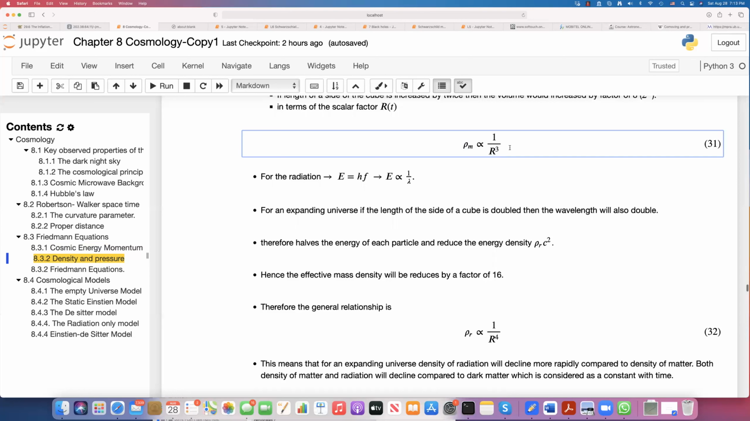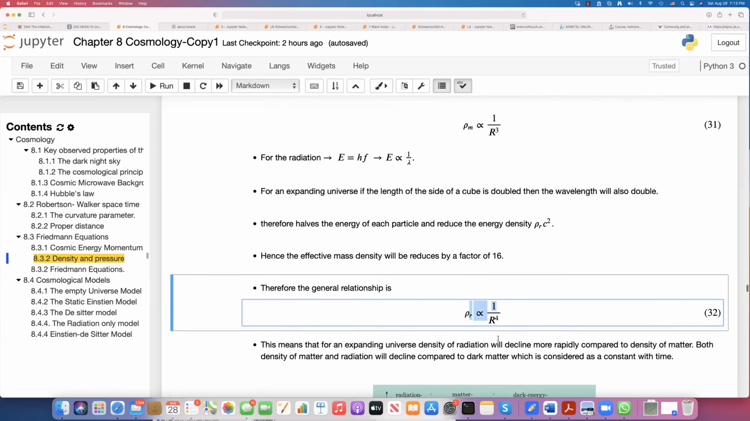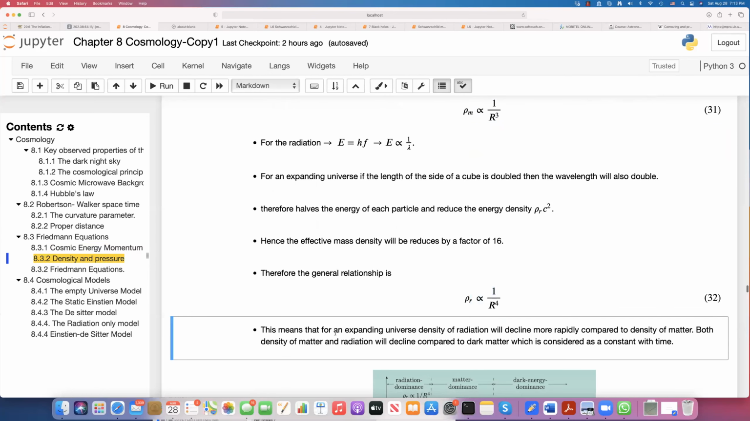The matter density is also decreasing with the increasing scaling factor. However, the decrease of the radiation density is even larger, right? So what this means is that for an expanding universe, density of radiation will decline more rapidly compared to the density of matter, right? So as you can see, the matter density goes like 1 over r to the power 3, and the radiation density goes like 1 over r to the power 4, right?